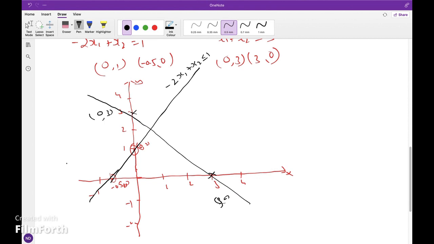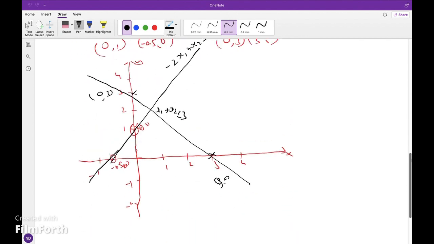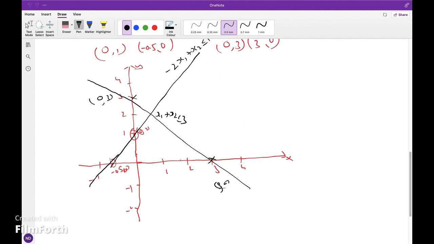Next, this line, x1 plus x2 less than or equal to 3. The third constraint, x1 equal to 2. x1 equal to 2 means this point, this line. x1 less than or equal to 2 means this portion, and x1 greater than or equal to 0, x2 greater than or equal to 0. So this is the region.